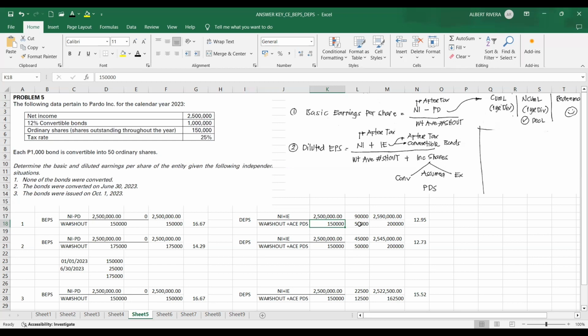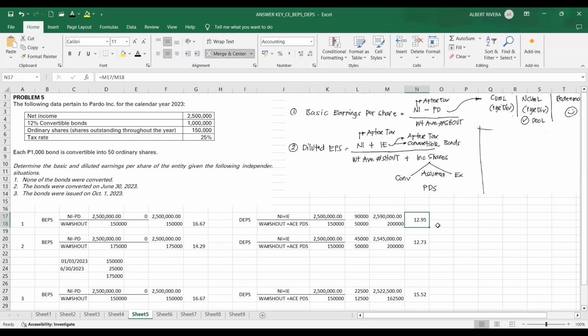shares. So that is each 1,000 bonds, so 1 million divided by 1,000. So that is 1,000 also times 50. So this is now the incremental shares coming from the assumed conversion. So this is now 150,000 plus 50,000. So this is 200,000 shares. Weighted average number of shares, because this is also January 1, right? So January 1 times 12 over 12. So 200,000. So your diluted earnings per share is 12.95.